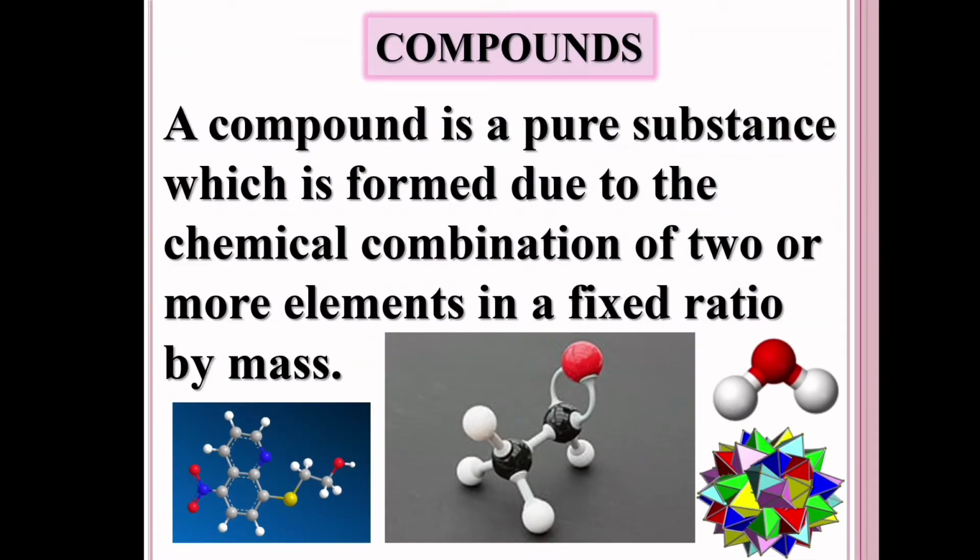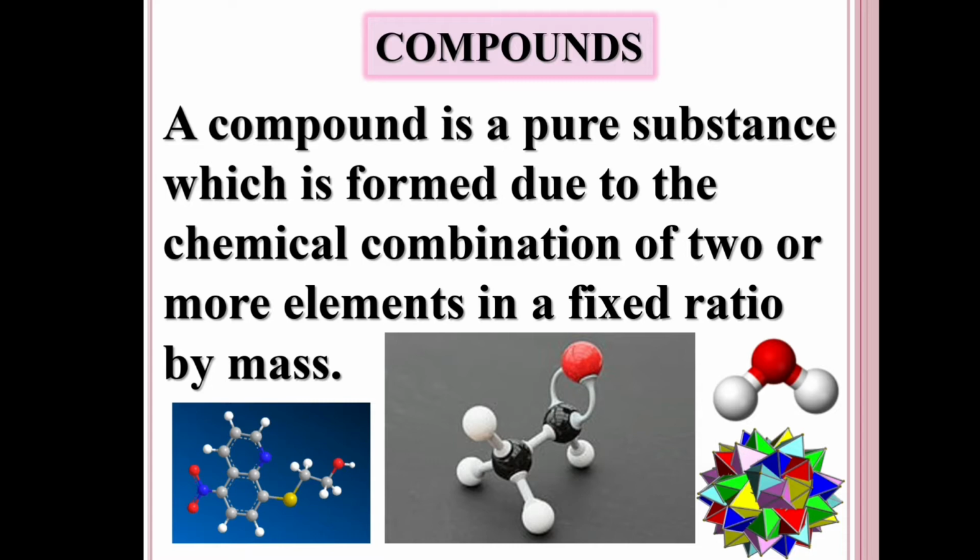Compounds. A compound is a pure substance which is formed due to the chemical combination of two or more elements in a fixed ratio by mass. So a compound is a pure substance. It is formed due to the chemical combination of two or more elements in a fixed ratio by mass.